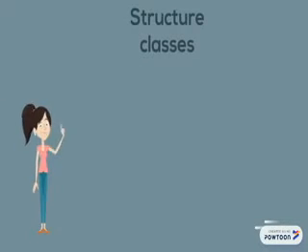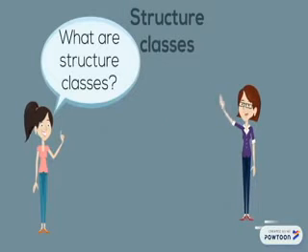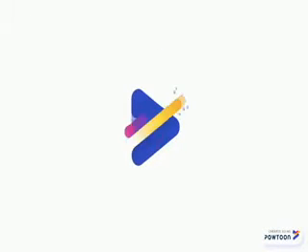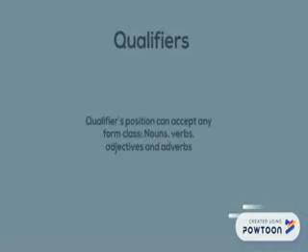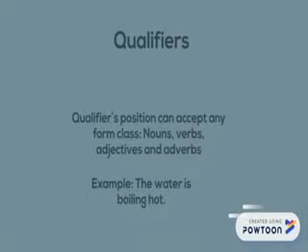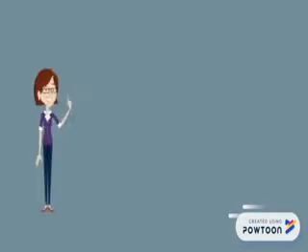Structure classes. Structure class words are words that signal how the form class words relate to each other in a sentence. Qualifiers. These occur in the position just before an adjectival phrase or an adverbial phrase. Its function is to modify, and it's called the head. For example, we have, the water is boiling hot. Boiling is a verb, but it's qualifying hot. Therefore, boiling is the qualifier in this sentence.